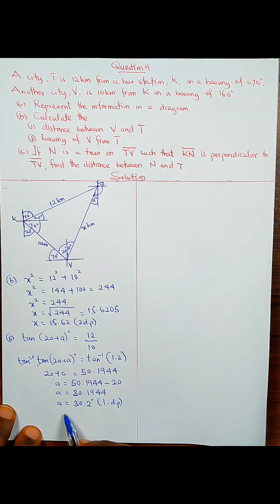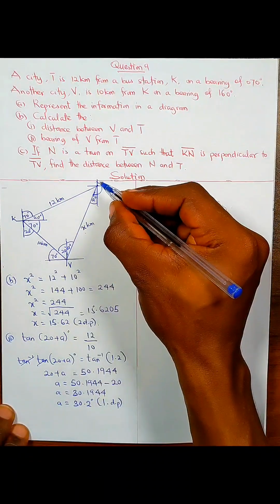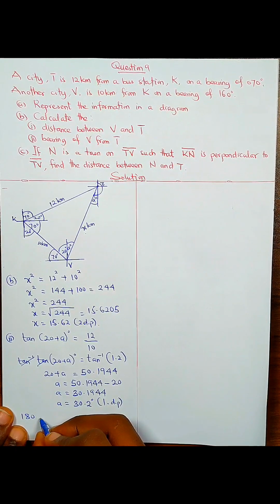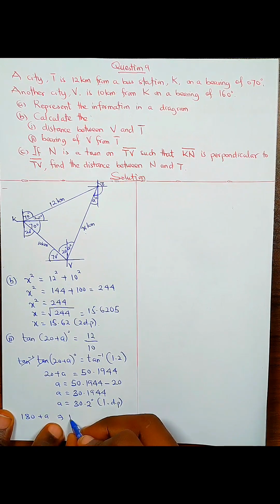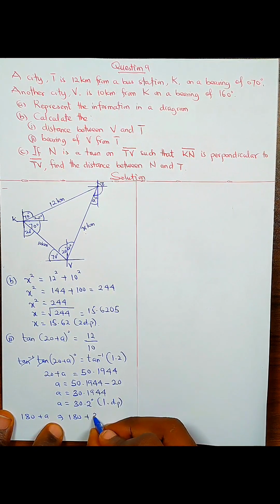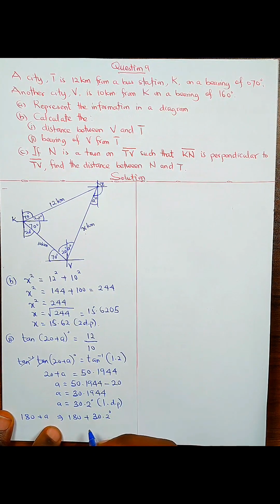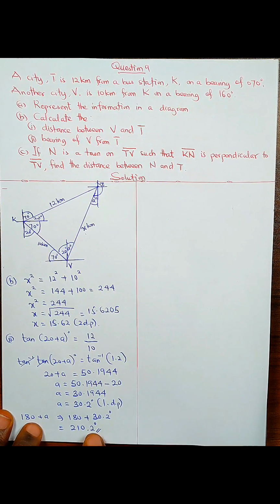Now that we've been able to find A, it means that we can find the bearing of V from T. So that is going to be 180 plus A. So we are going to have 180 plus A, which is equal to what? Or it implies 180 plus what is the value of A? 30.2 degrees. Giving us 210.2 degrees. So this is the bearing of V from T.